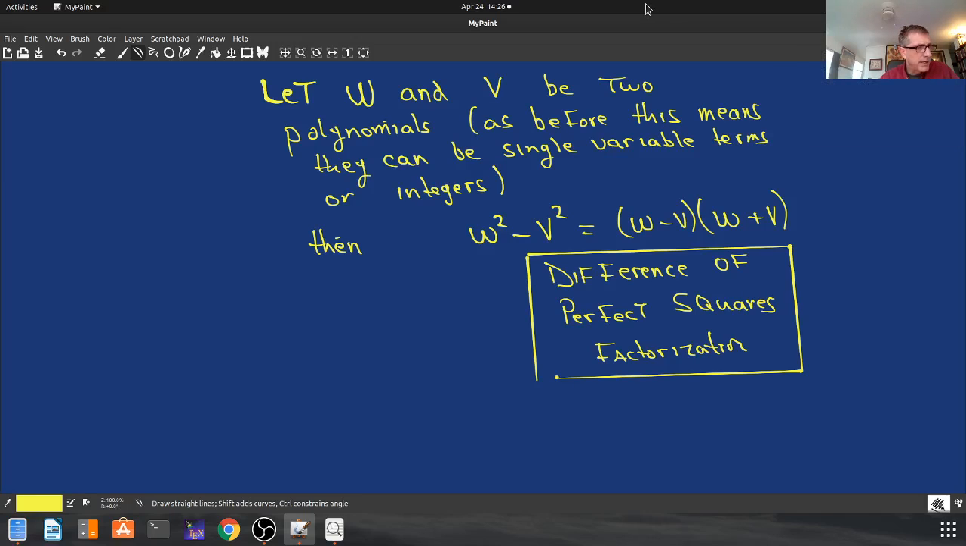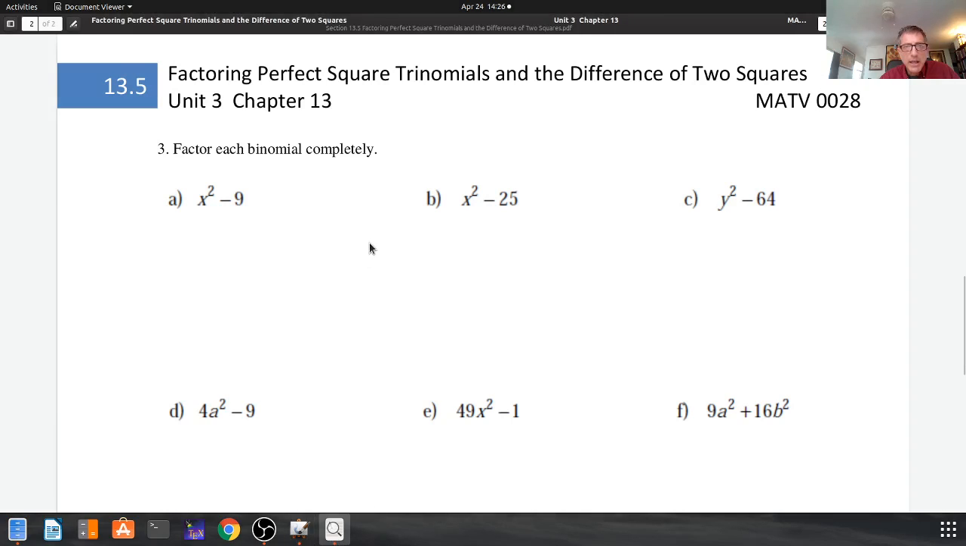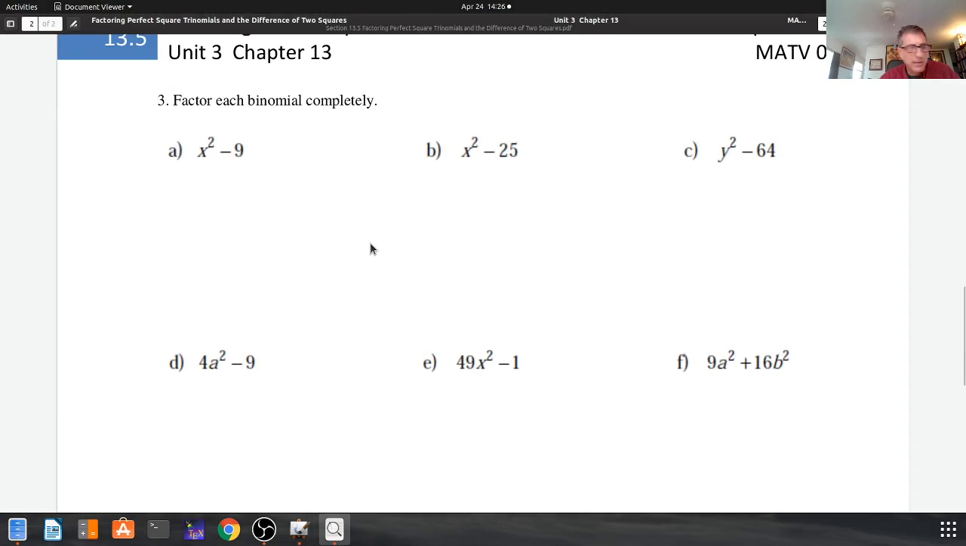Okay, now we're ready to do 13.5b. I've rebooted the computer and I hope that's helped. It seems to be. So we're going to be factoring binomials that look like this. Not like that. We'll see when we get to it.